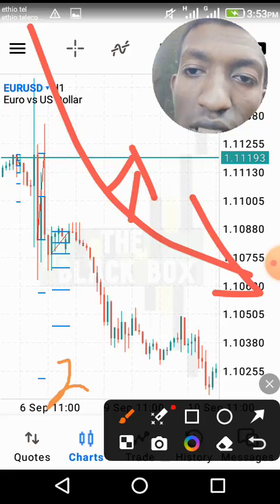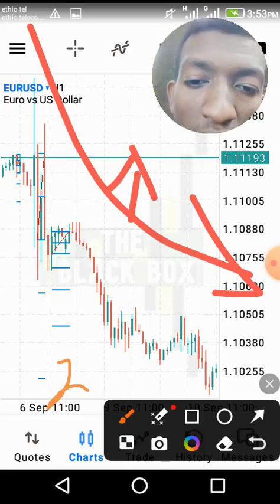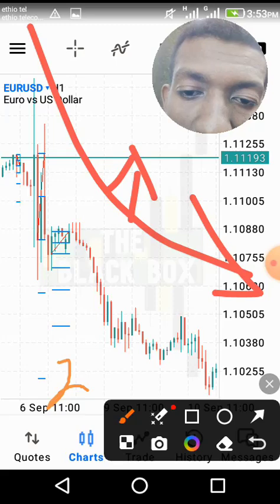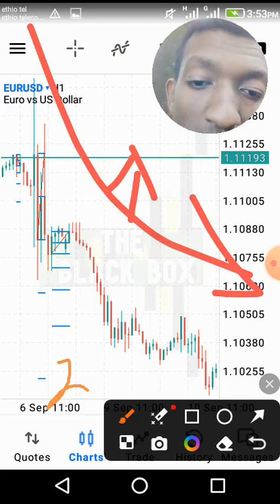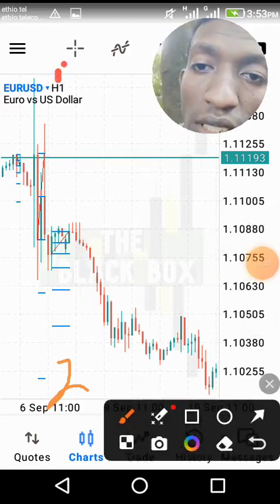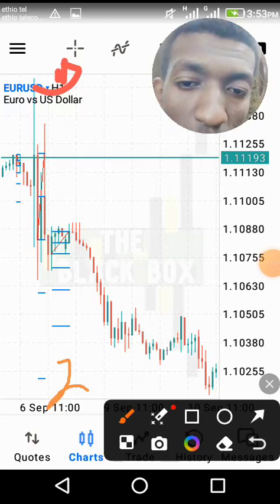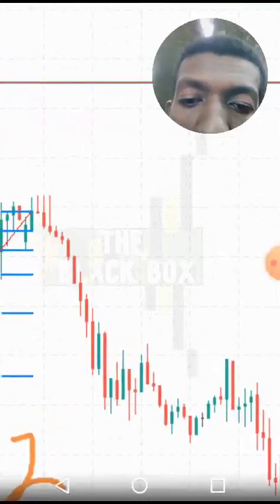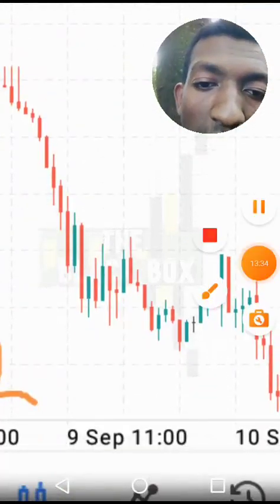Because as you can see, let's assume this is a daily time frame. One day is a daily time frame, right? And then let's zoom in. What happened?